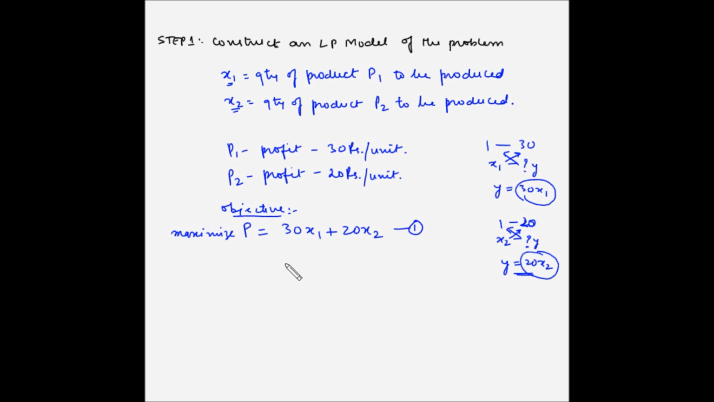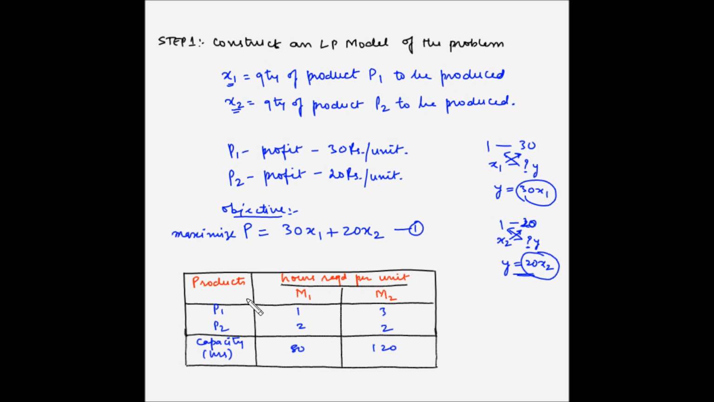Next, we'll look at the constraints that have been given to us. So these are the constraints given to us. M1 is needed for 1 hour for each unit of P1 and 2 hours for each unit of P2. And the total number of hours available for M1 are 80 hours per week. This is per week. Similarly for M2, it is needed for 3 hours per unit of P1 and 2 hours per unit of P2. And the total capacity or the total number of hours available of M2 per week are 120.